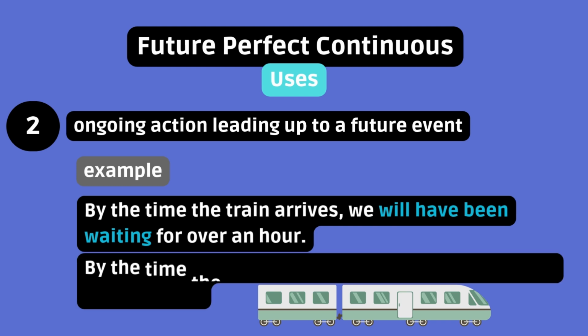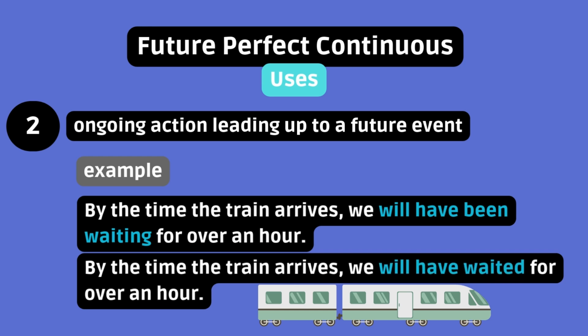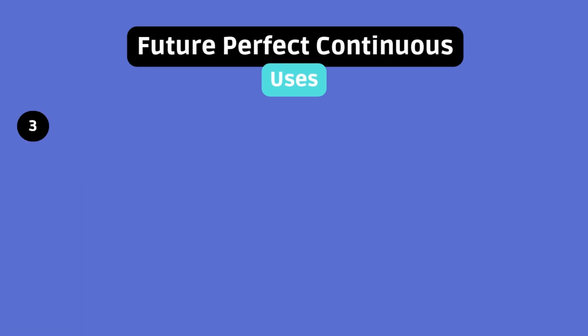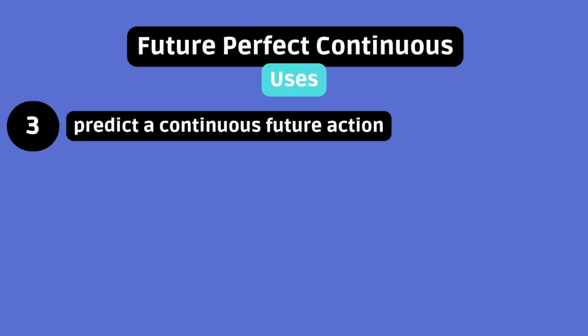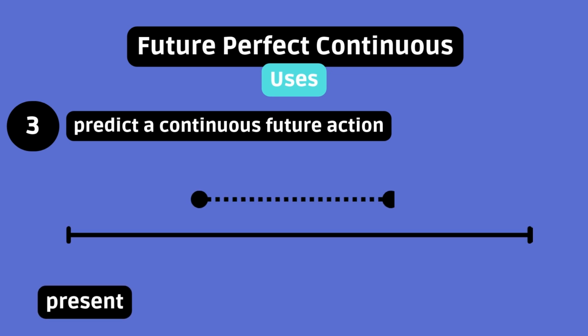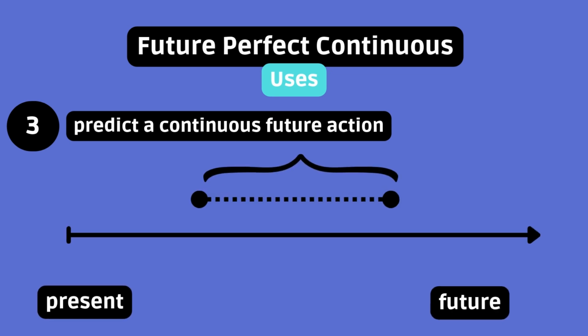Go ahead and use the future perfect. By the time the train arrives, we will have waited for over an hour. This focuses instead on the completion of the waiting. Do you want to emphasize the fact that the action is over or how long it lasted? Up to you. It can be used to predict a continuous future action. This tense is often used to predict how long something will continue until a future event.